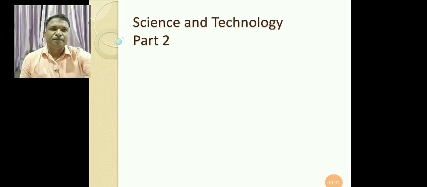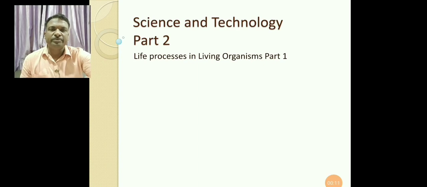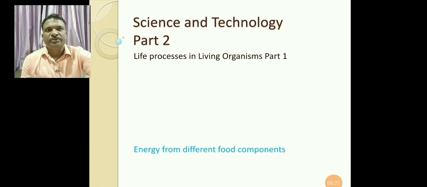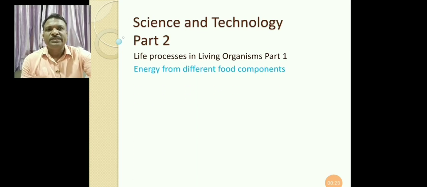Hello, friends. Today we are going to discuss the Science and Technology Part 2 topic Life Processes in Living Organisms Part 1. In this topic, we had already discussed how energy is derived at the cell level. Now we are going to discuss how energy can be obtained from different food components. So let us start this topic.